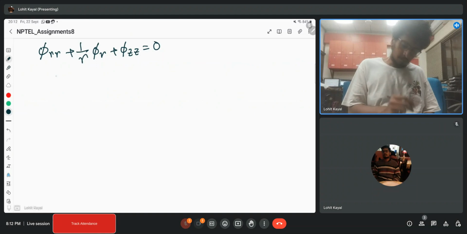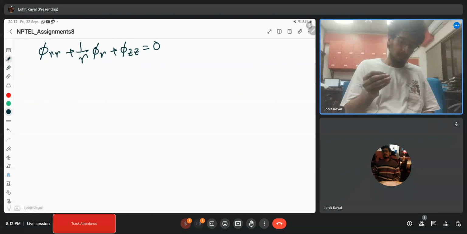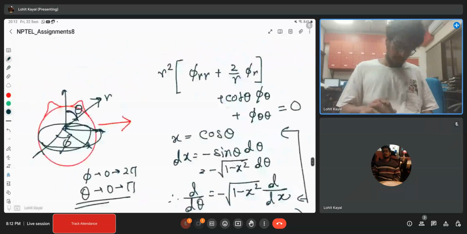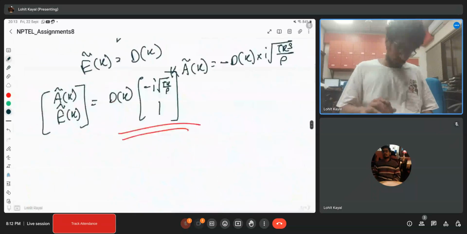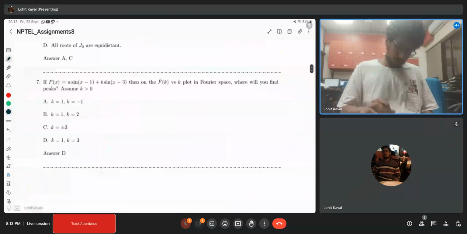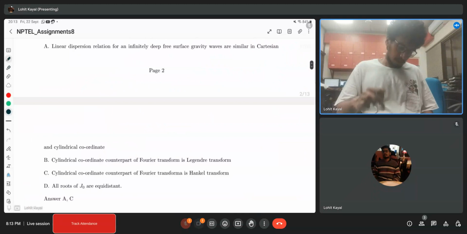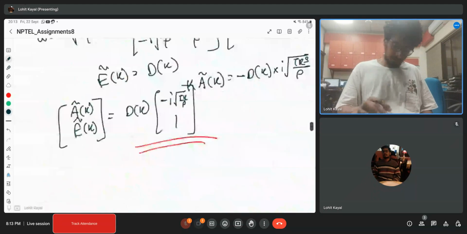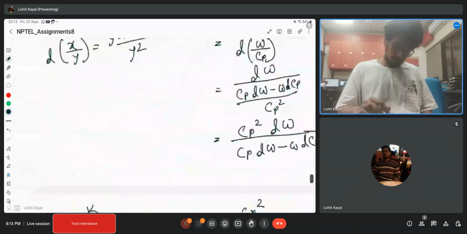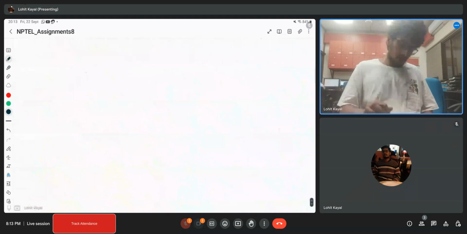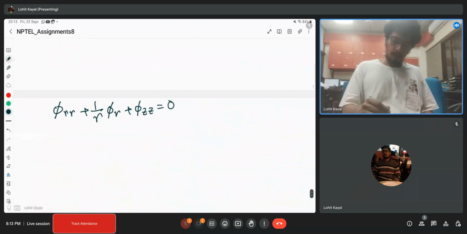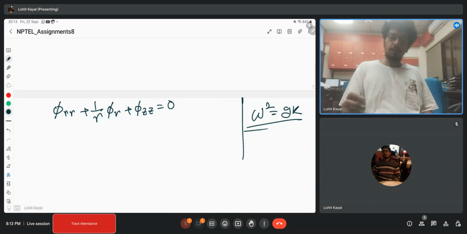So I will have two more boundary conditions. Let us consider pure gravity. So what was the question? Is it regarding pure gravity or both gravity and surface tension? Yes, surface gravity. Okay. Right. Remember, in the Cartesian geometry, we had omega squared is equal to gk. Now we'll try to find what we will get here.